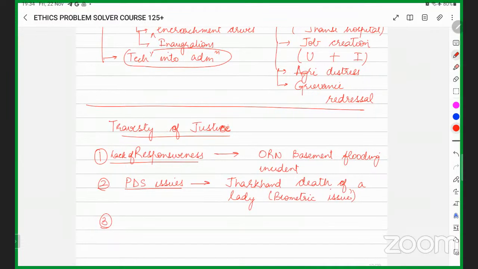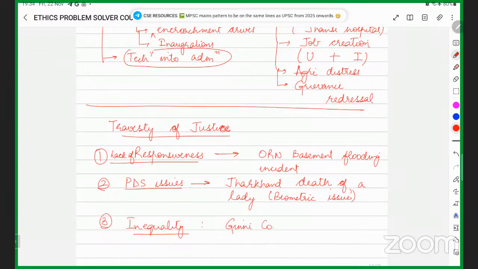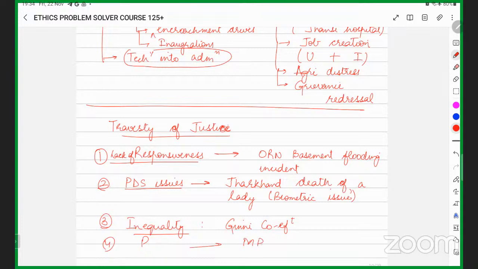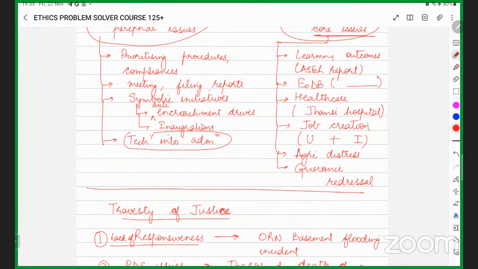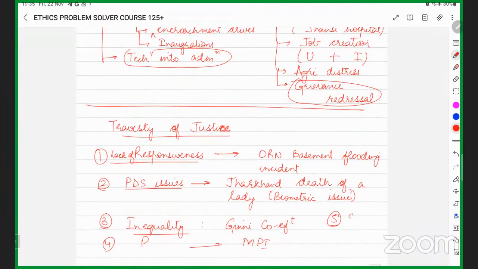Third could be inequality. You can write that there is an increase in the Gini coefficient. What could be other? Poverty could be another. Give the figures of multidimensional poverty index. Fifth could be lack of people's participation. Or you can write about grievance redressal or people's participation, that there is lack of people's participation in initiatives like social audits due to the non-responsive conduct of the government officials.